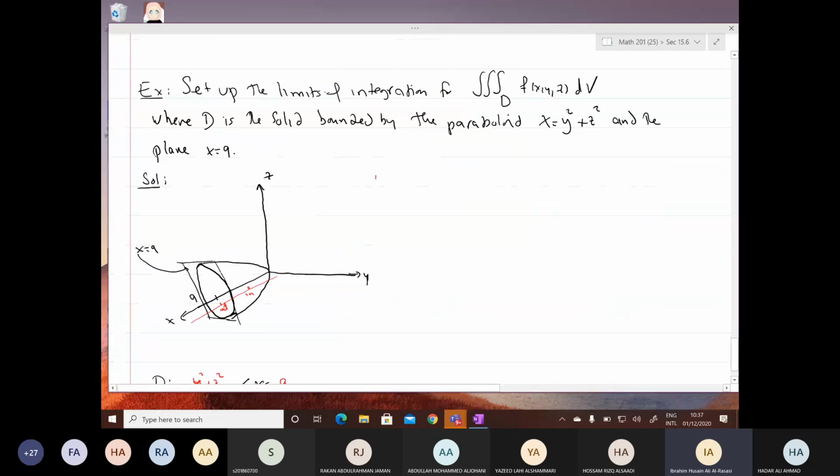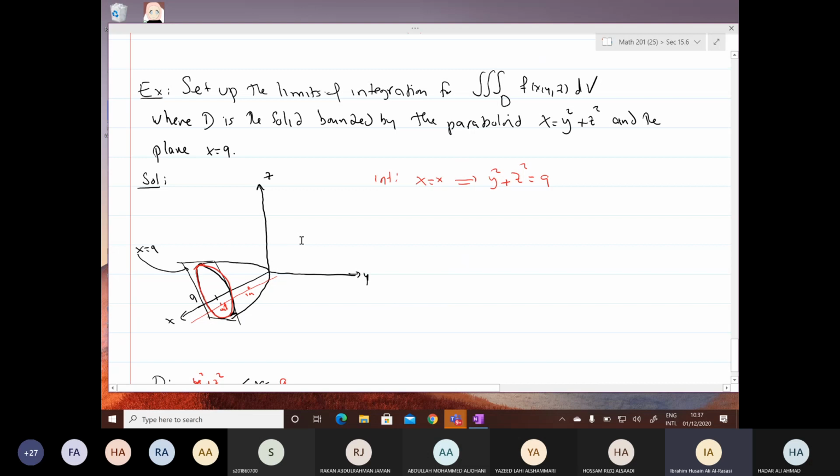I need to find the intersection. So this is the intersection. X equals x. So this implies y squared plus z squared equals 9. This is the intersection here. A paraboloid and the plane intersect here. I need the projection.